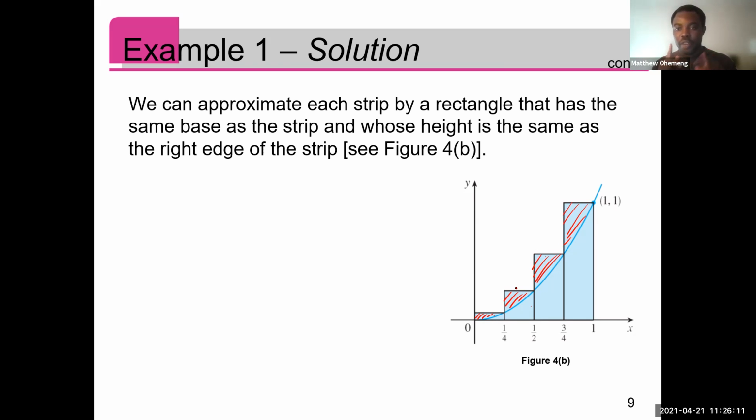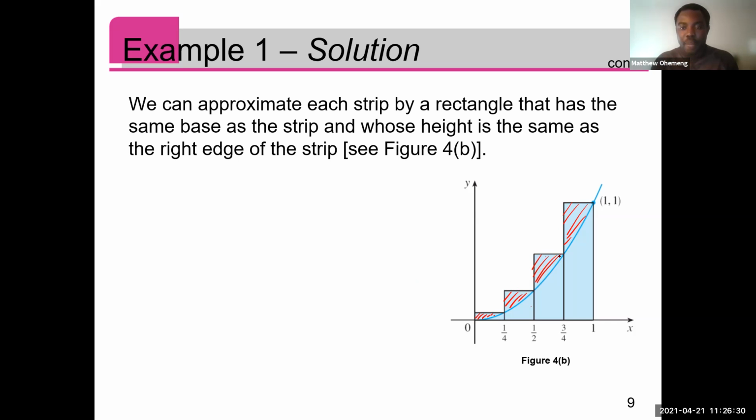Now, this leads to a very important conclusion here. Whenever the function is increasing, if it's strictly increasing on an interval, or overall, then using the right endpoints to estimate it will always give you the overestimates, right?